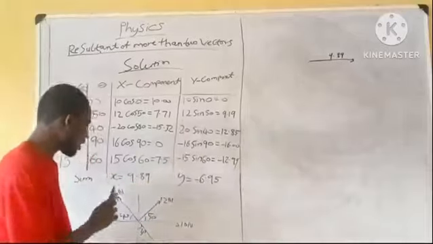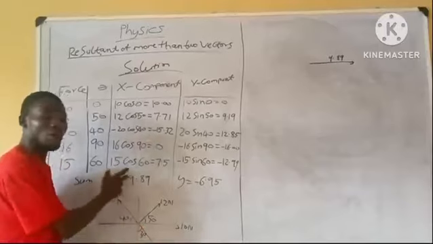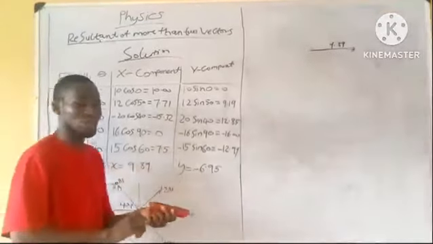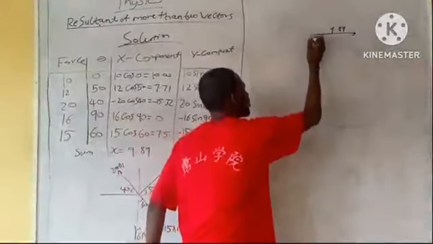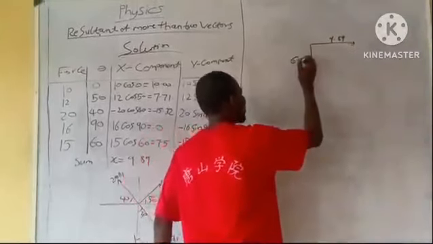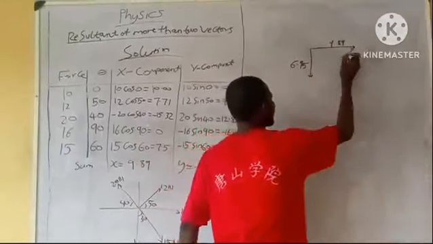Since it is minus, it means it's going downward. Remember I told you that for the vertical component, from this point upward is positive, and from this point down is negative. But your value is negative. So it comes down, and when it comes down, it is 6.95.